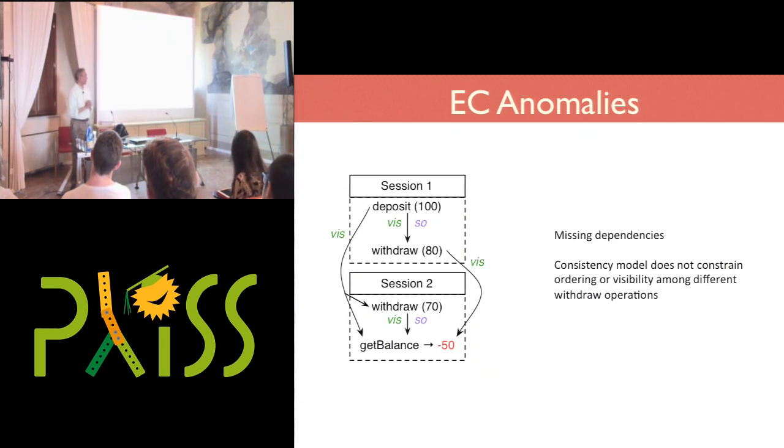Importantly, observe that there is no arrow between the withdrawal of 80 and the withdrawal of 70. So there's one replica that sees deposit 100, withdraw 80. There's another replica that sees deposit of 100, and it just so happens that the withdrawal of 70 happens on that replica. Okay? So now I try to do a get balance.